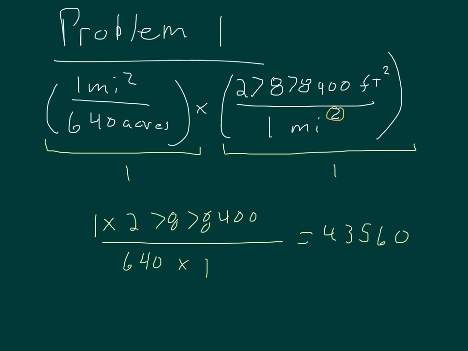Notice that there's a miles on the top, a square miles on the top, and a square miles on the bottom. When I have that, I can cancel them out. One on top and one on the bottom, and they cancel. And then all I do is take all the units from the top and write them on the top. The only thing I have left over is square feet on the top, and I do the same for the bottom. Look at all the units on the bottom, and I have acres. So there are 43,560 square feet per acre. Alright?